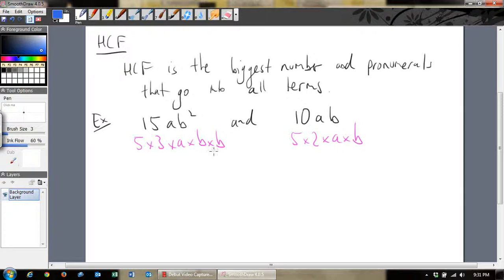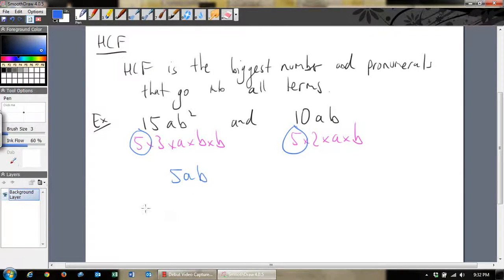Now, what is our highest common factor? Let's have a look at the biggest number and pronumeral that go into all terms. So what is the biggest number that goes into both of these? Well, we've got our 5 there and our 5 there. So our highest common factor will have a 5 in it. Okay, excellent. What about our pronumerals? Let's have a look at a. Is a in both of these? Yes, it is. There's an a there and there's an a there. So a will go into both of these two terms. How about b's? We've got b times b here, and we've got just an ordinary b here. So b will go into both of these two terms.